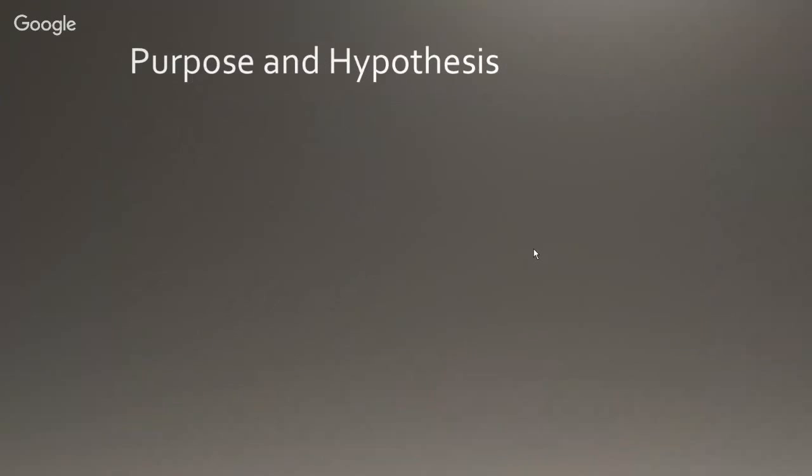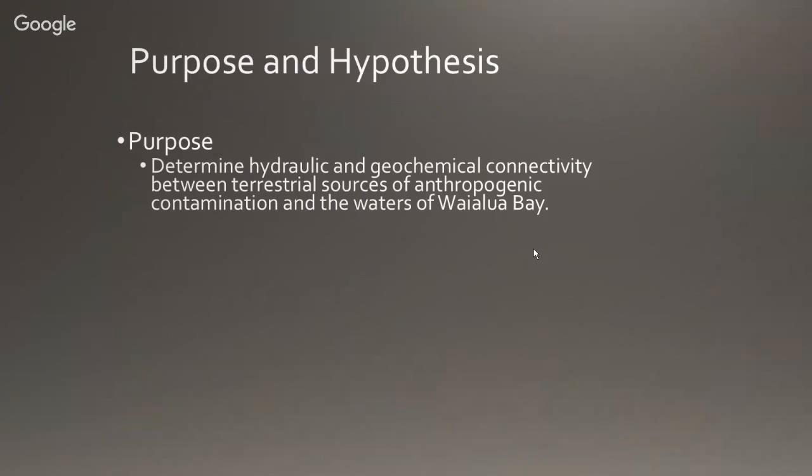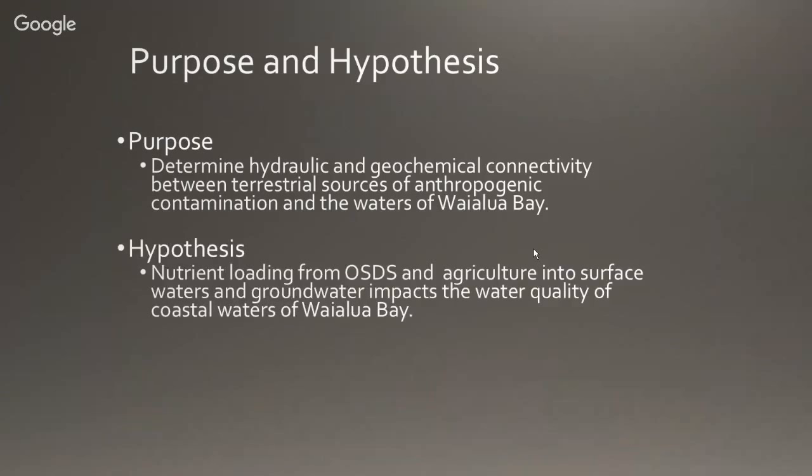So now we're going to get into our actual methods and what we're going to be doing. We're just starting our first year. Our purpose is to determine the hydraulic and geochemical connectivity between terrestrial sources of anthropogenic contamination and waters of Waialua Bay. So basically, determine the connection between OSDS and the coastal waters, to see if water is getting from the OSDS to the coast. And our hypothesis is that nutrient loading from this OSDS and agriculture into surface waters and groundwater will impact the water quality in these coastal waters in Waialua Bay.